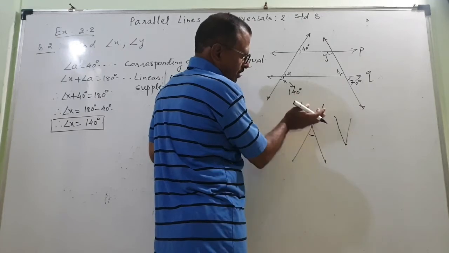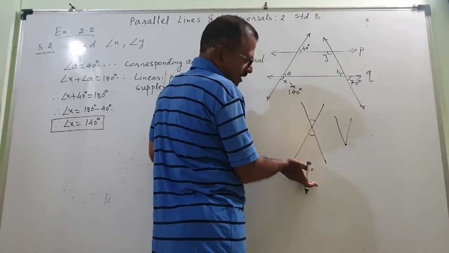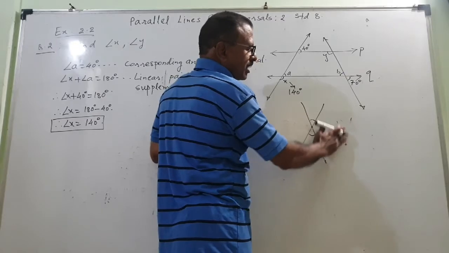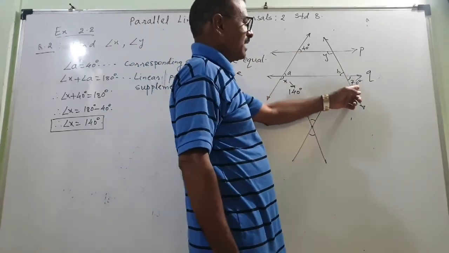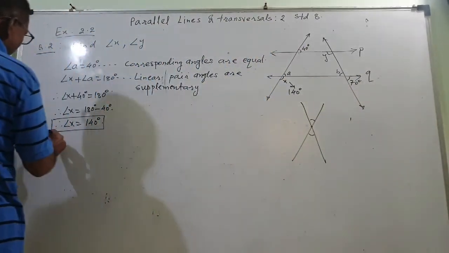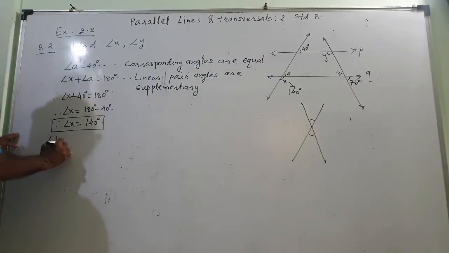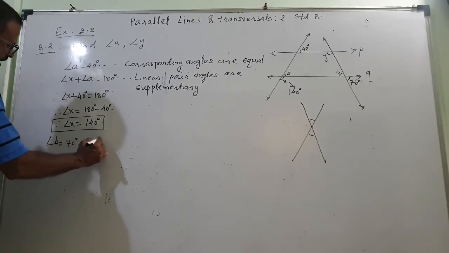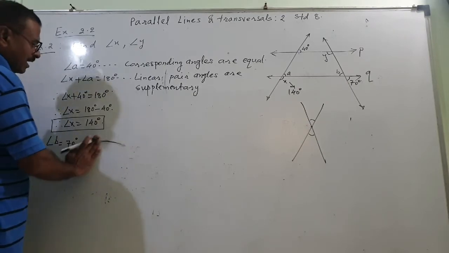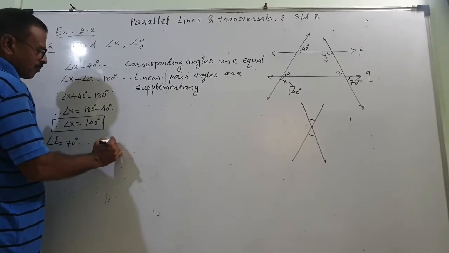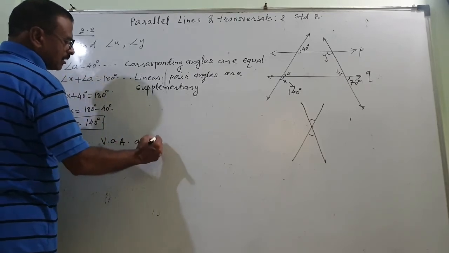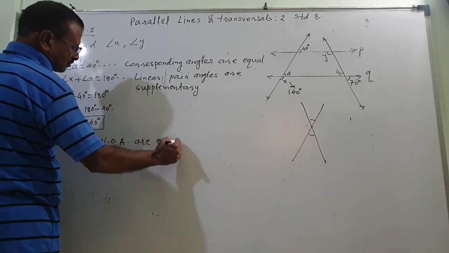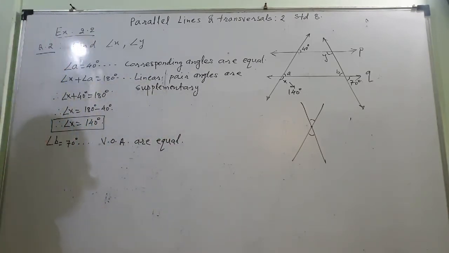This angle is slightly above, this one is below, that is opposite, and that is called vertically opposite angles. The vertex of both is the same. Vertically opposite angles are the same. So angle B equal to 70 degree. Reason, vertically opposite angles. I will write a shortcut: vertically opposite angles, VOA, are equal. So angle B is 70 degree.